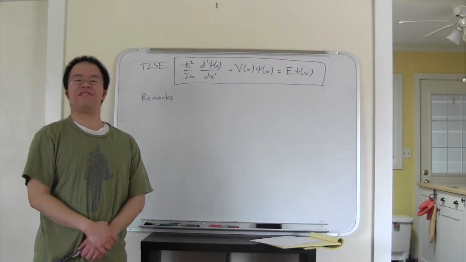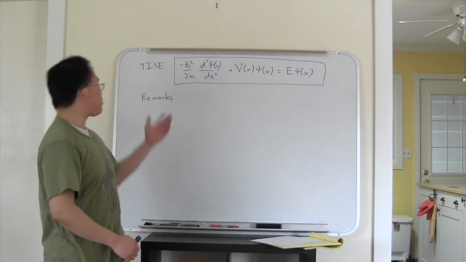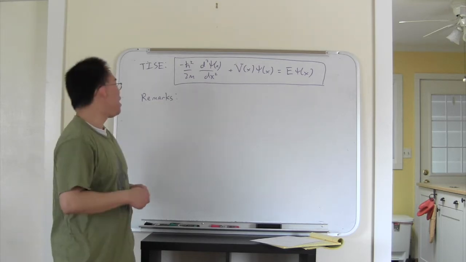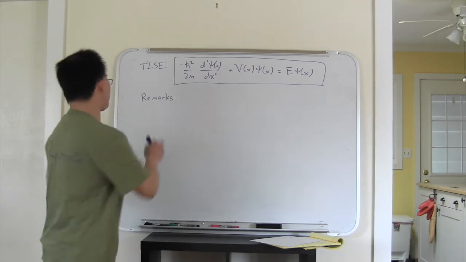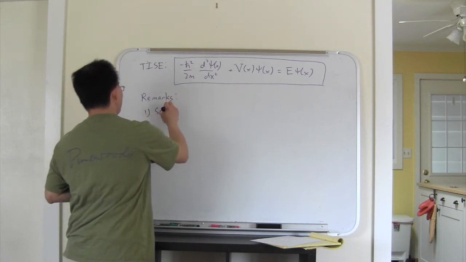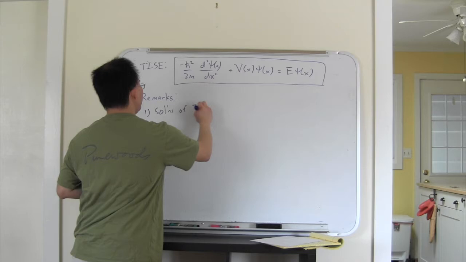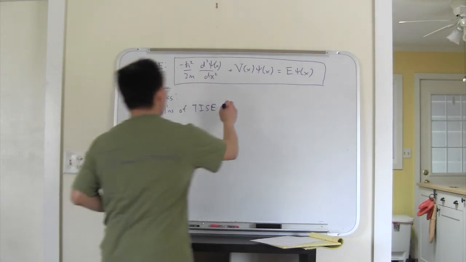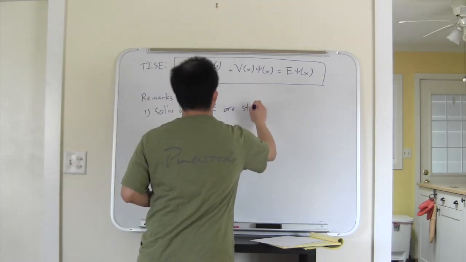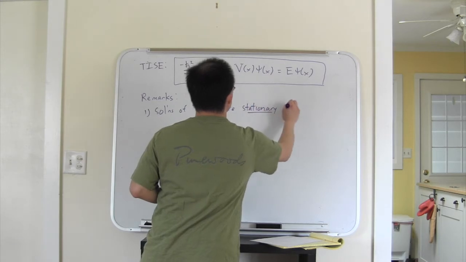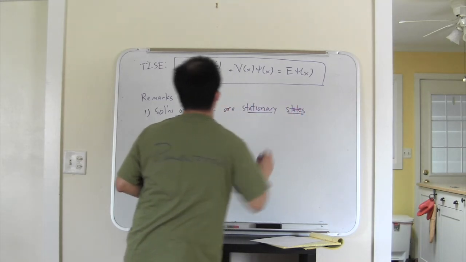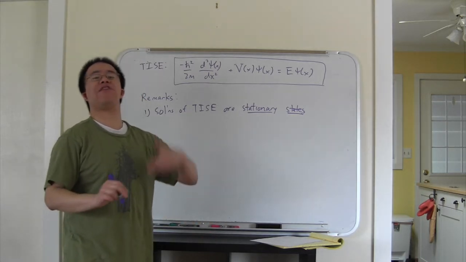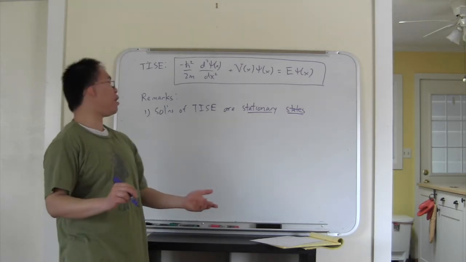Before we dive into the infinite square well, I forgot that there were two more things I wanted to mention about the time-independent Schrodinger equation. It turns out that solutions of the TISE are what we call stationary states. They're called stationary because the probability density associated with the full wave function turns out to be constant in time.